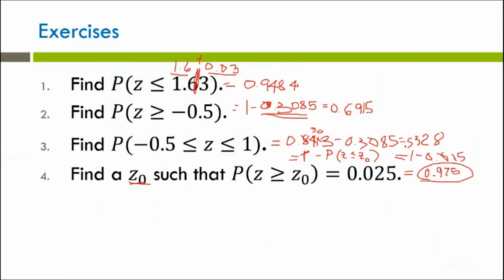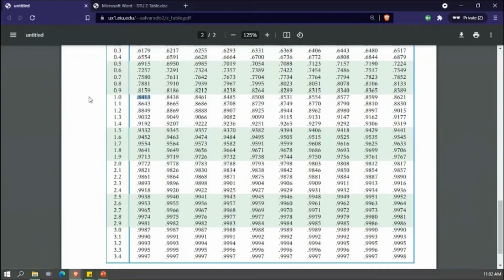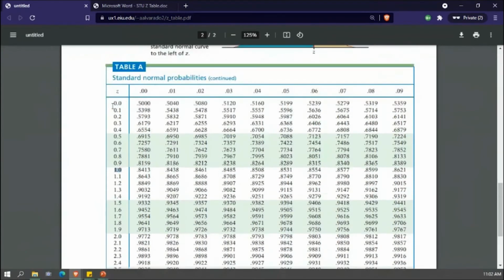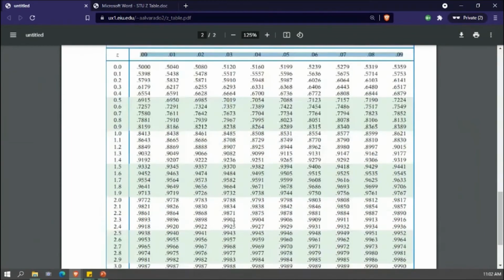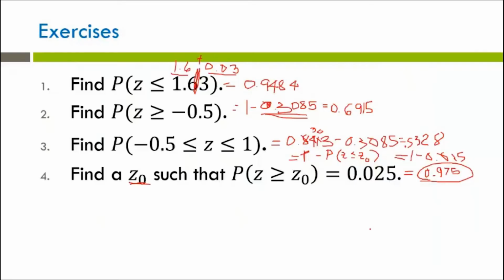So we'll look for a z where the area is 0.975. Again, in our previous example, we based it from the rows in the first column and the headers. Now, to get the area here, we are given the areas, so we'll just need to find the equivalent z. Take note that this is the notation. Since the notation is greater than or equal to z sub 0, that's why we subtract that from 1.